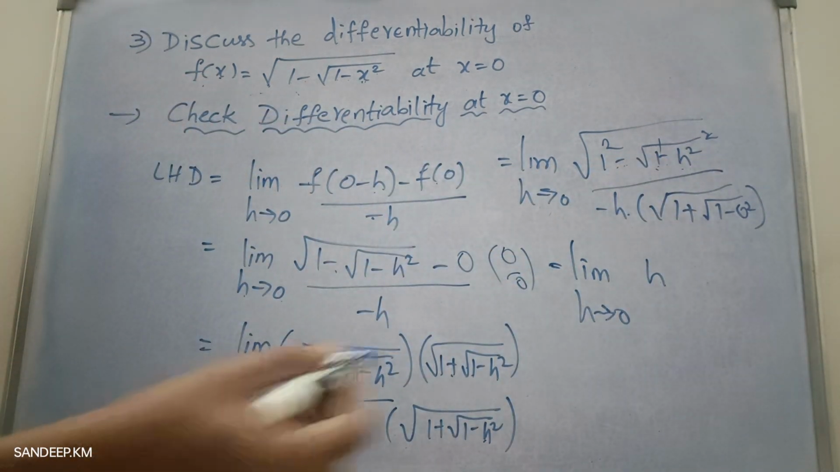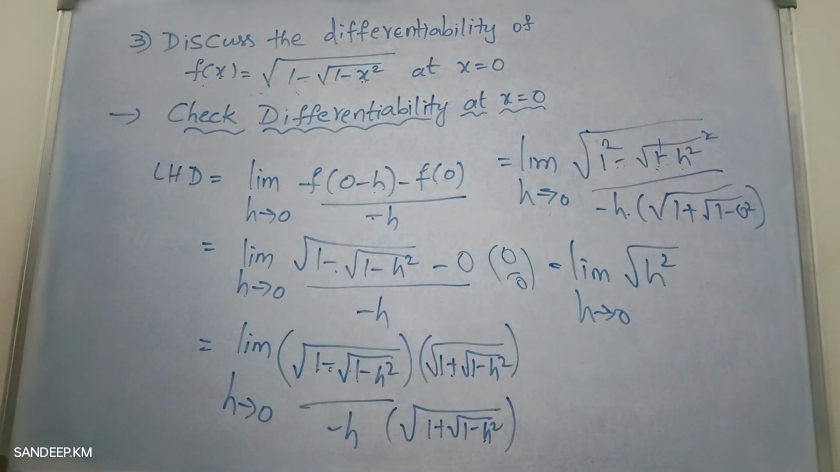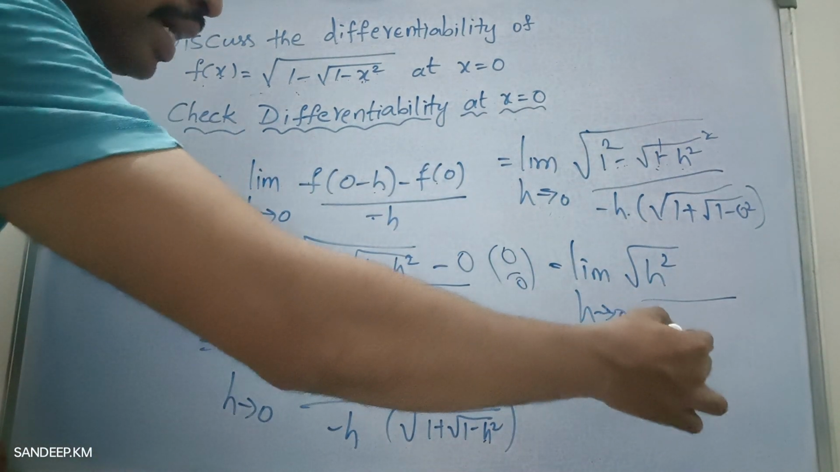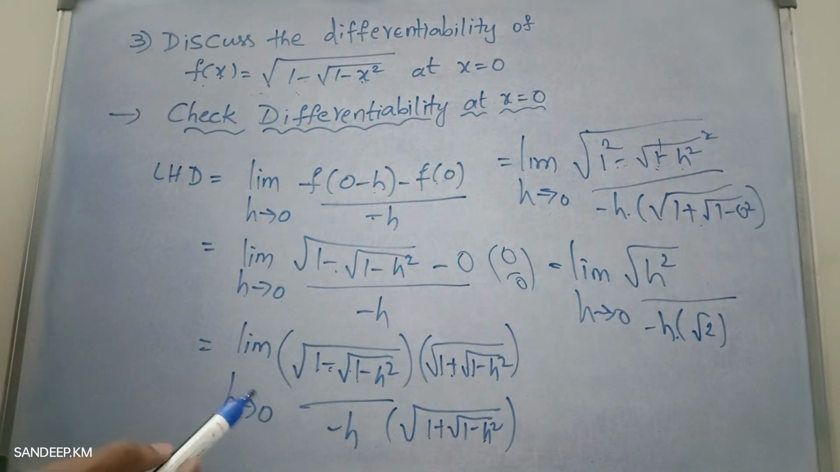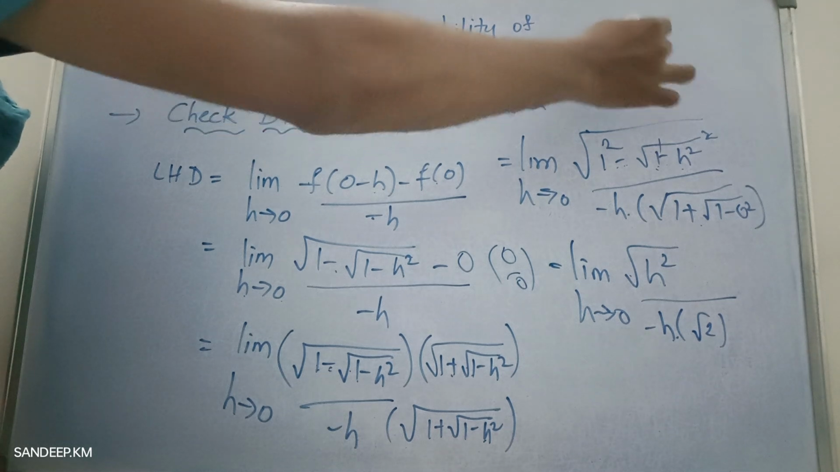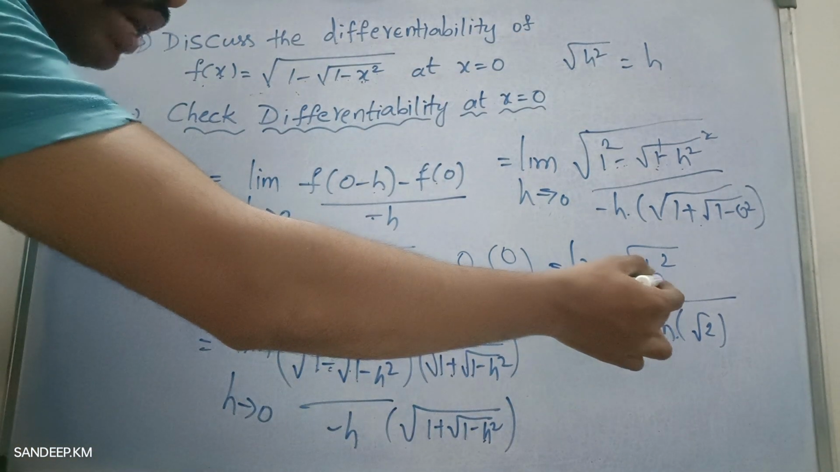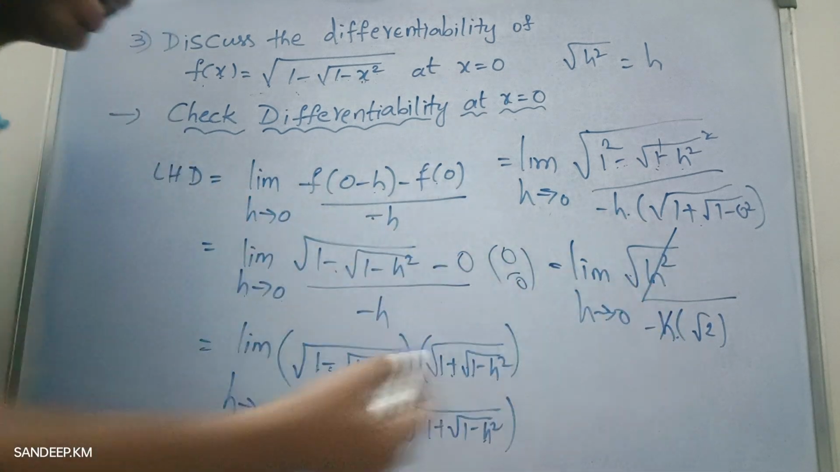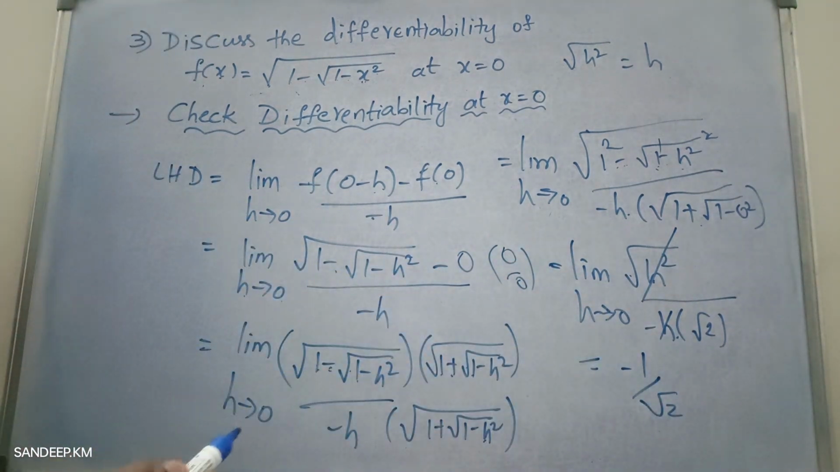Wait a second, it is h square only, but under root. So root over h square divided by minus h into this value is root 2. And dear students, root of h square is equal to plus h because h is already positive. So this becomes h, and h will get cancelled. I am getting minus 1 by root 2 as value. So LHD value is minus 1 by root 2.